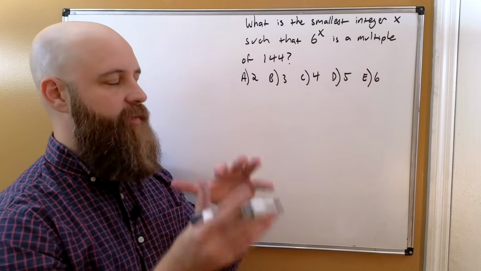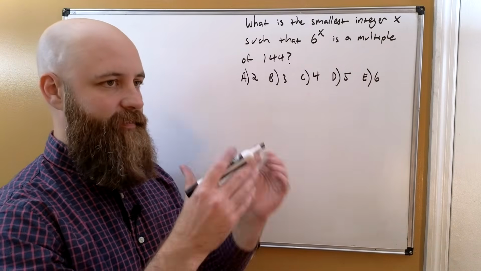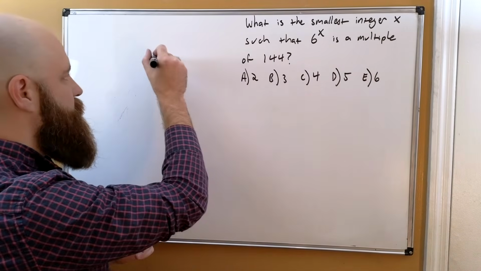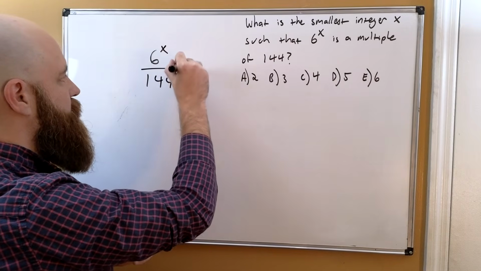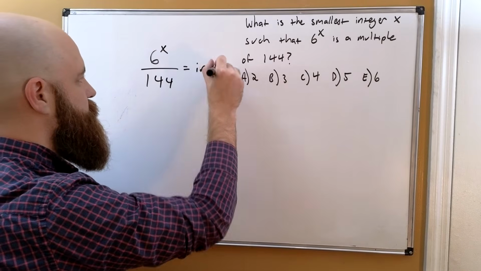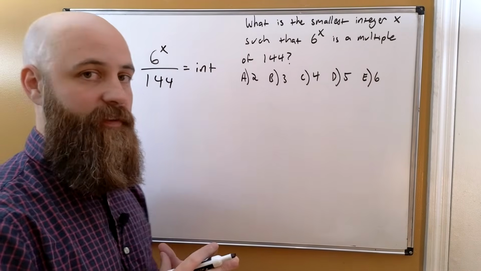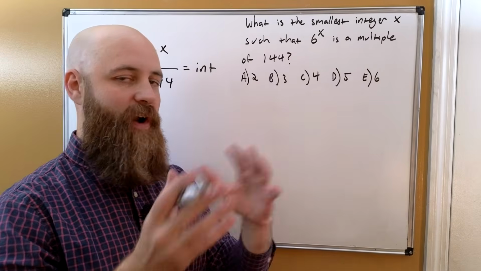Okay, that means 144 is a factor of 6 to the x, or I could say 6 to the x is divisible by 144. So we know that sort of familiar language can be translated like this: 6 to the x over 144 has to be equal to an integer. Okay, so now at this point, well, what should I do? Sort of like smart method, stupid method?